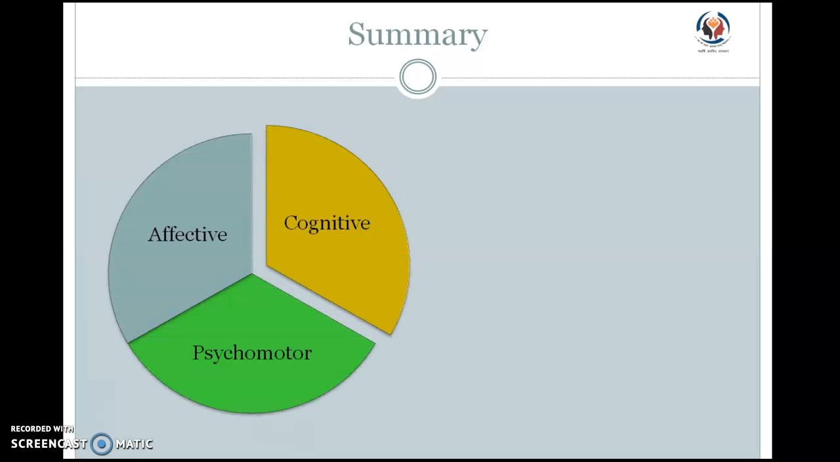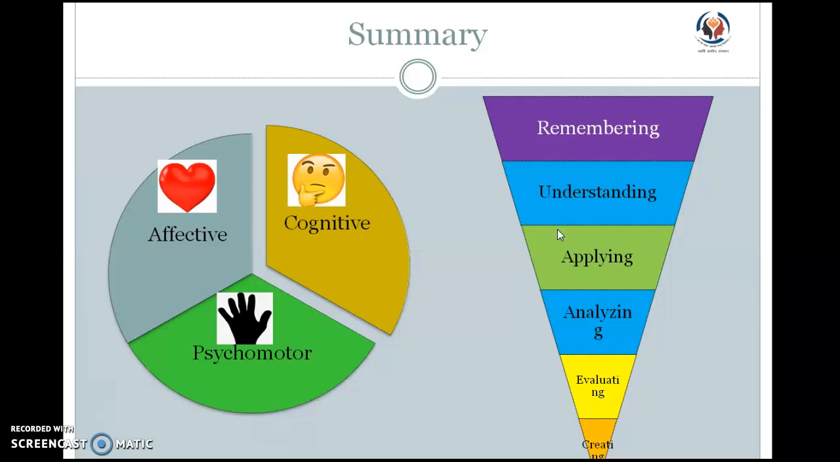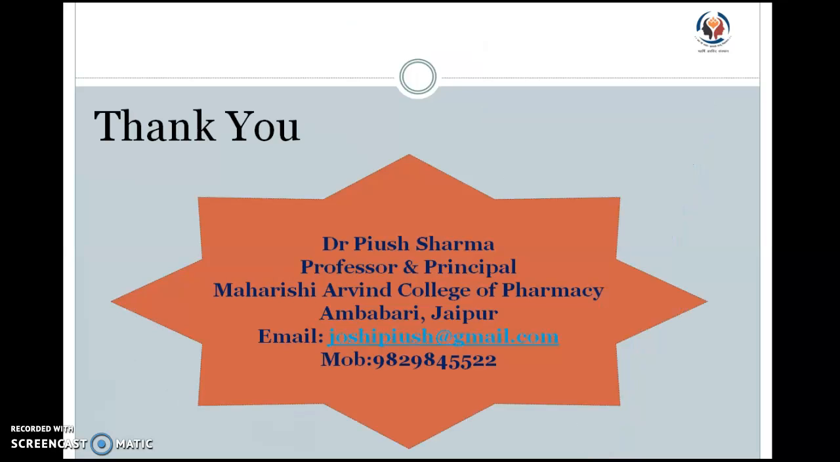If we talk about the summary of the topic, there are 3 domains of learning: cognitive, psychomotor and affective, and there are 3 LOTS and 3 HOTS, which are remembering, understanding, applying, analyzing, evaluating and creating. So the teacher should think about it and prepare their lessons utilizing Bloom's taxonomy.